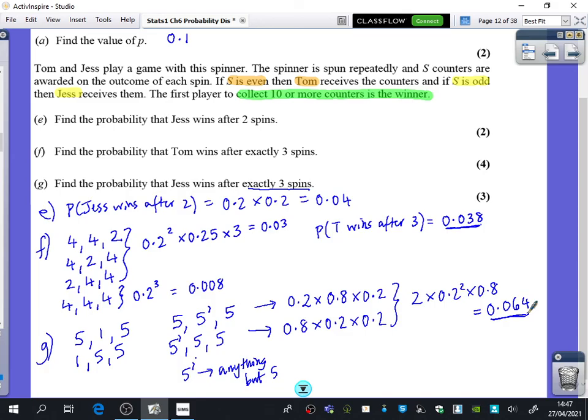So it's a tricky question, but you've always got to try and find the simplest ways of going about these.